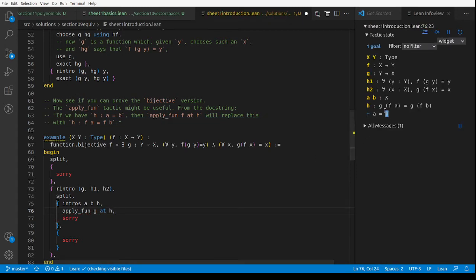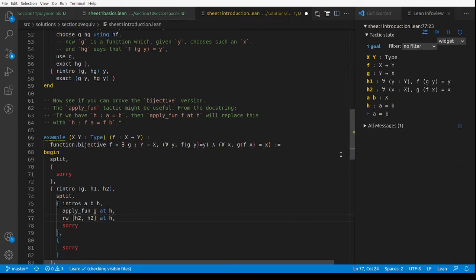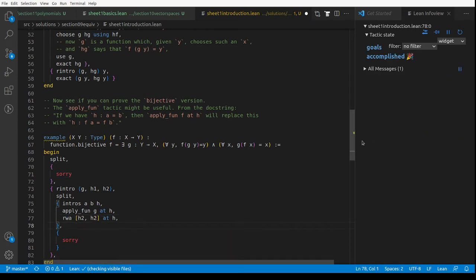There we go. And now g of f of a equals g of f of b. And now hypothesis h2 says that g of f of x equals x. So we can rewrite h2. We've got to do it twice, I guess. Rewrite h2 at h. And now the hypothesis h has become equal to the goal. So in fact, instead of doing assumption, we could use the rwa tactic, which is rewrite and then try the assumption tactic. So there's injectivity.